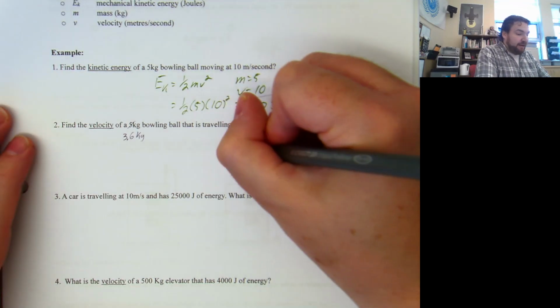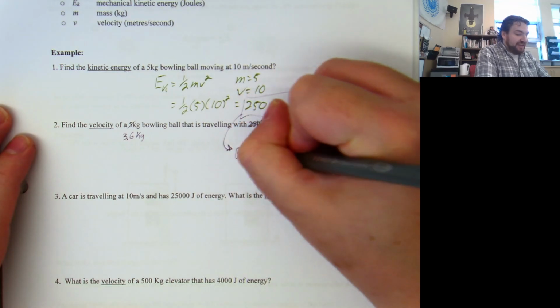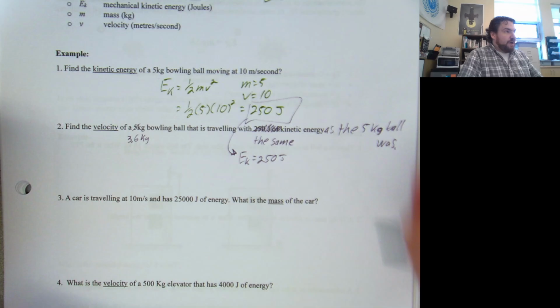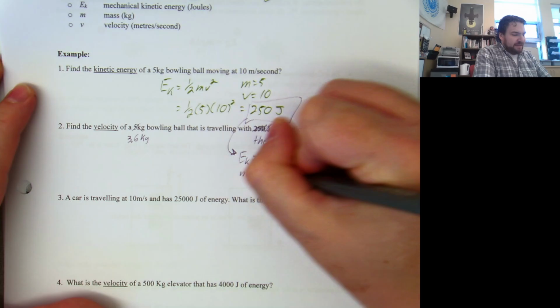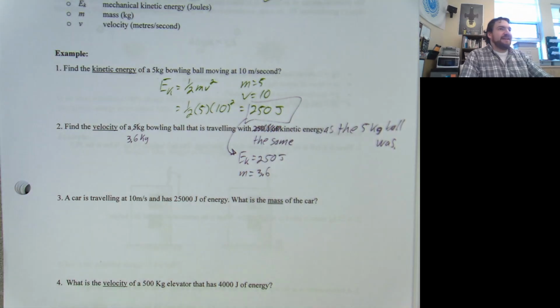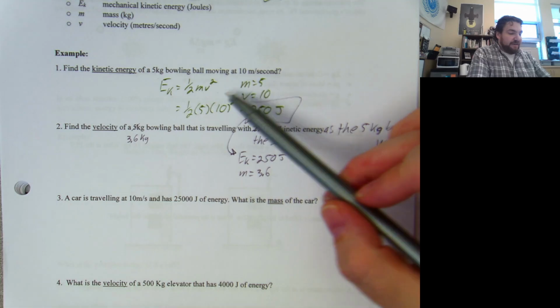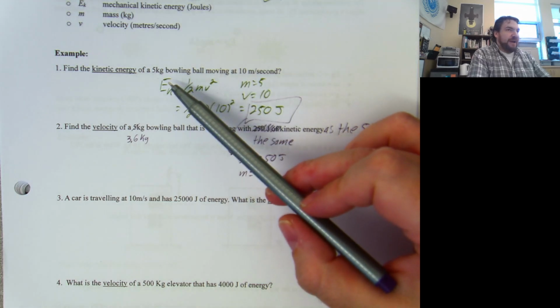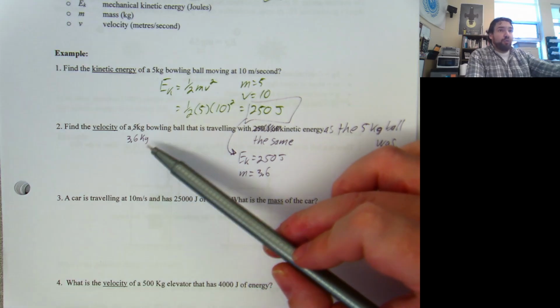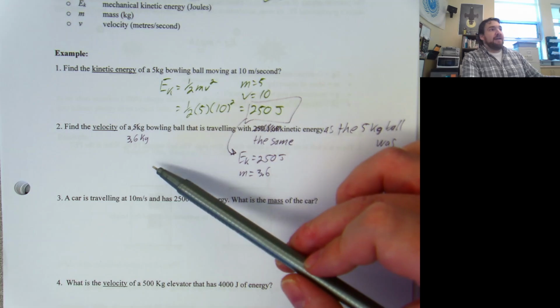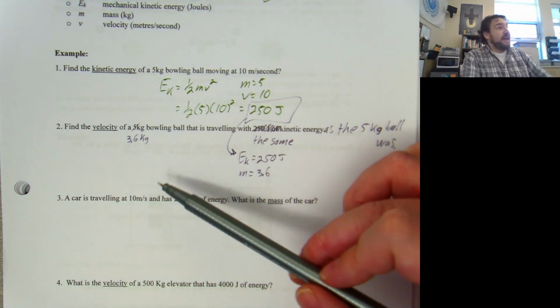Now we're giving the ball the same amount of kinetic energy, 250 joules, but it's a lighter ball. The mass now is 3.6 instead of 5. For those of you who have ever been 10-pin bowling, this 5 kilogram ball is a 12-pound ball. This 3.6 kilogram ball is an 8-pound ball. You grabbed a ball that is lighter off the rack, and now you're going to throw it instead.